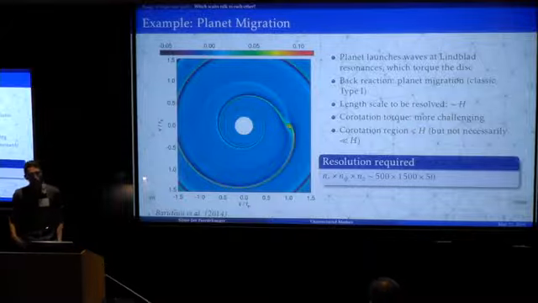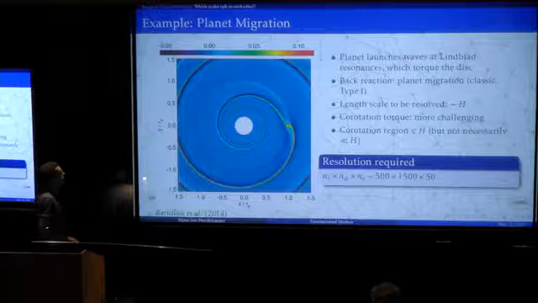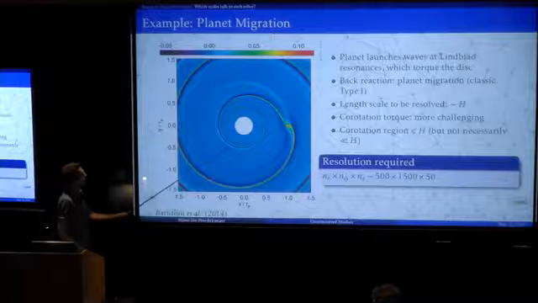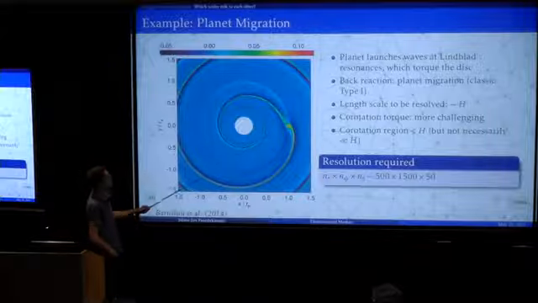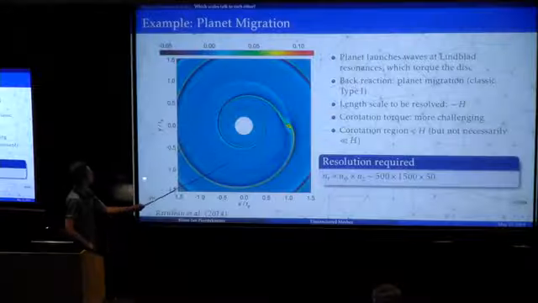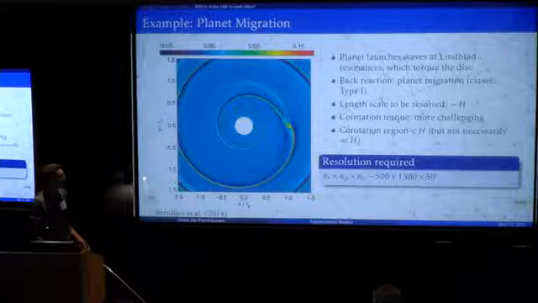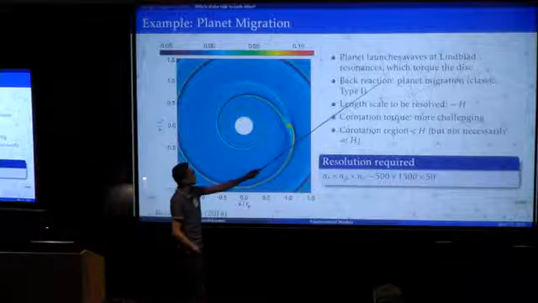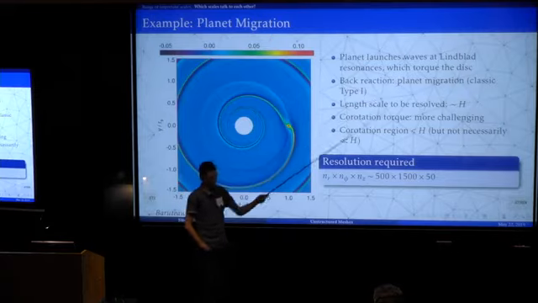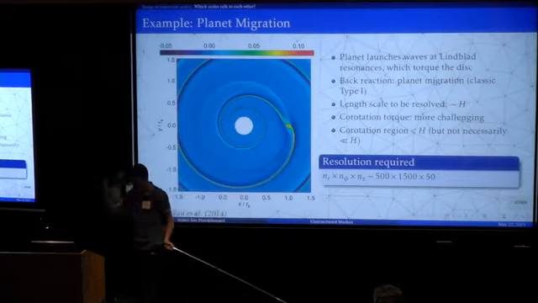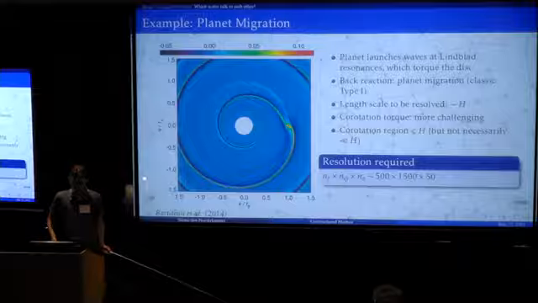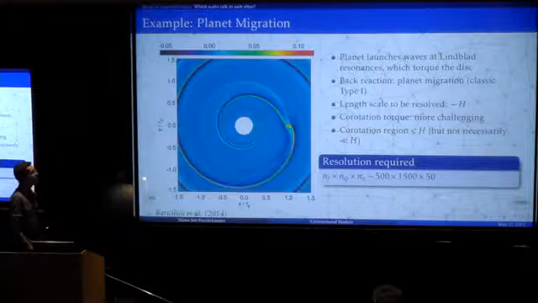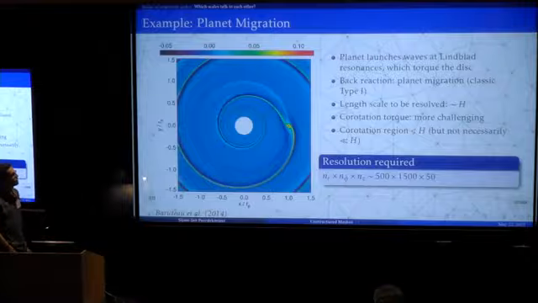So let's look at planet migration. As has been said already many times, if we embed a planet in a disk, it launches waves at its Lindblad resonances, and these waves carry angular momentum. If they dissipate their angular momentum, they torque the disk, and the back reaction leads to planet migration. If we consider only these waves, that is about as clear a case of classic type 1 migration as you can get.